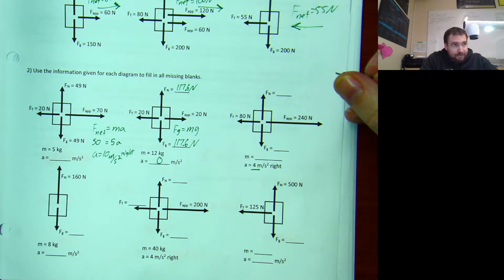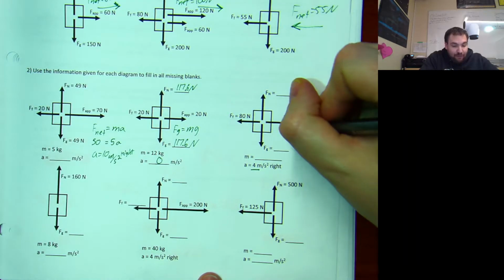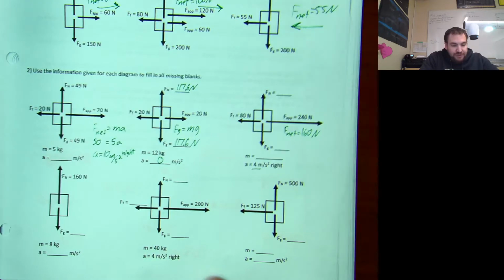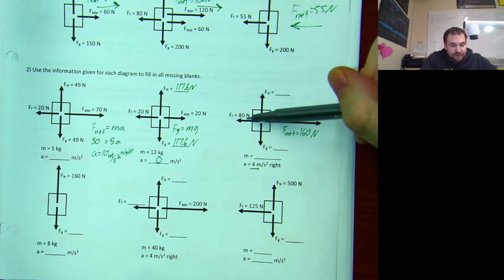Someone want to help him out? Yes, 245. Jasmine. I started by figuring out the Fnet. Okay, so you found Fnet. What's Fnet? That was 160 newtons. Because you took this guy minus this guy: 240 minus 80 is 160.